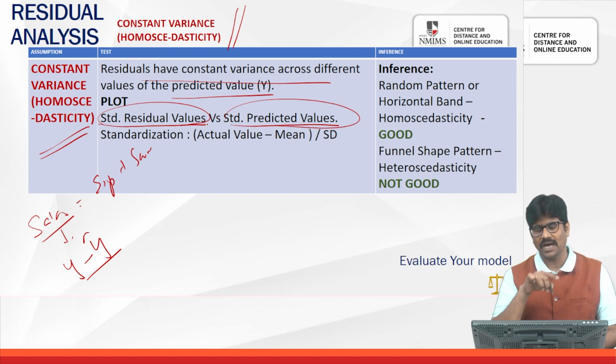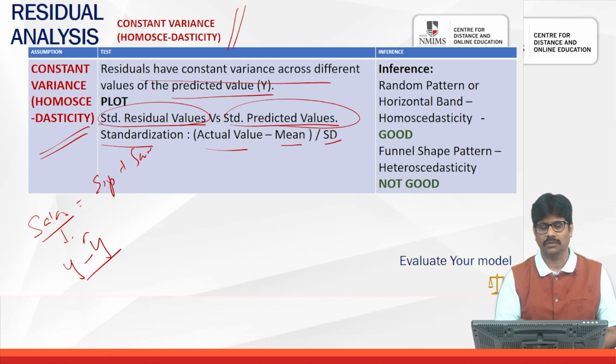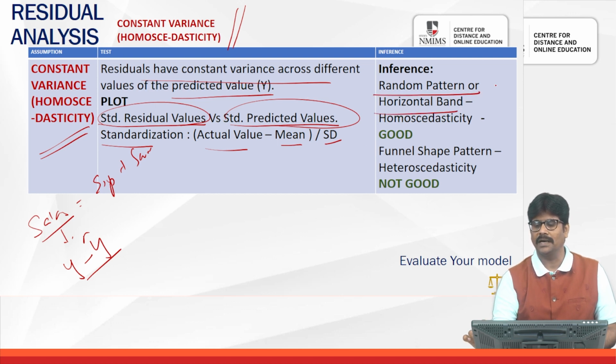So if I put a graph of standardized residuals versus predicted values, right. Standardization means actual value minus mean divided by the standard deviation. That's what we are calling standardization. So if we put a graph of this and I get a random pattern or a horizontal band, I can safely assume that it satisfies the constant variance assumption, that is, the errors are having constant or uniform variance.